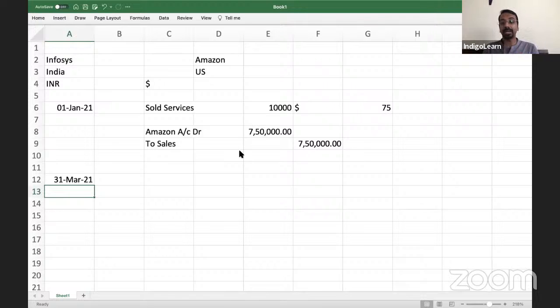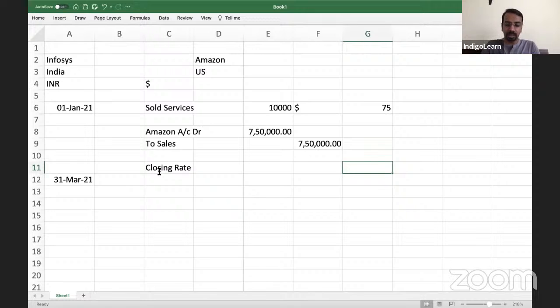Okay. What the standard says is all the monetary items should be restated when the financial year ends. All the unsettled monetary items should be restated when the financial year ends. Now, is this account a monetary item? Yes, it is a sundry debtor and it is a monetary item. So you have to restate this amount. You have to restate this account. What is the value that you should use to restate the amount? The closing rate.